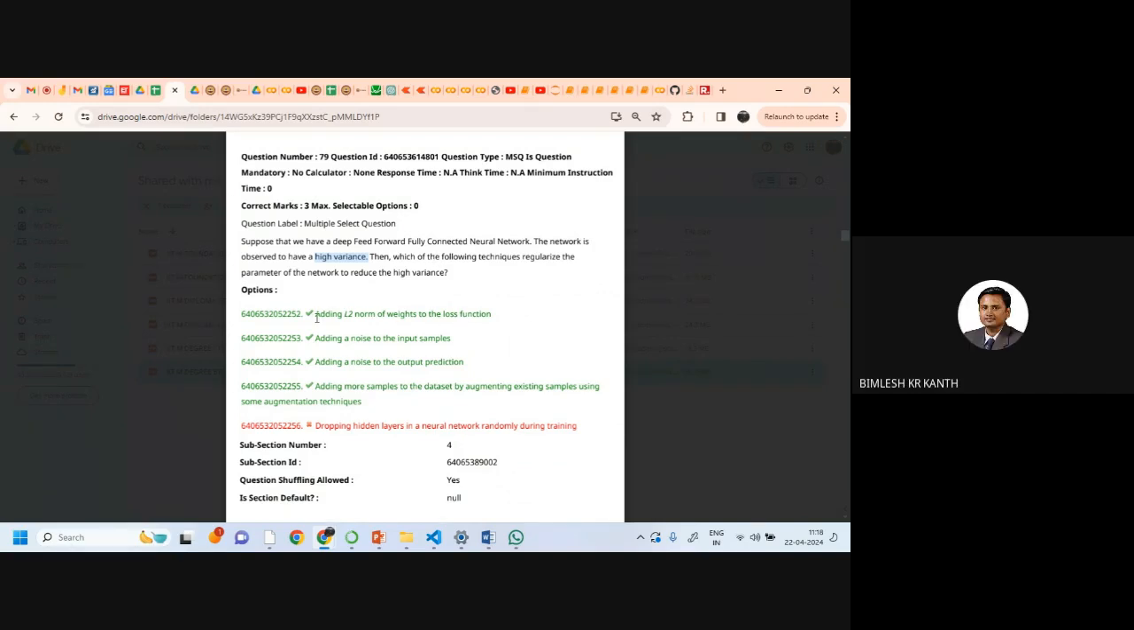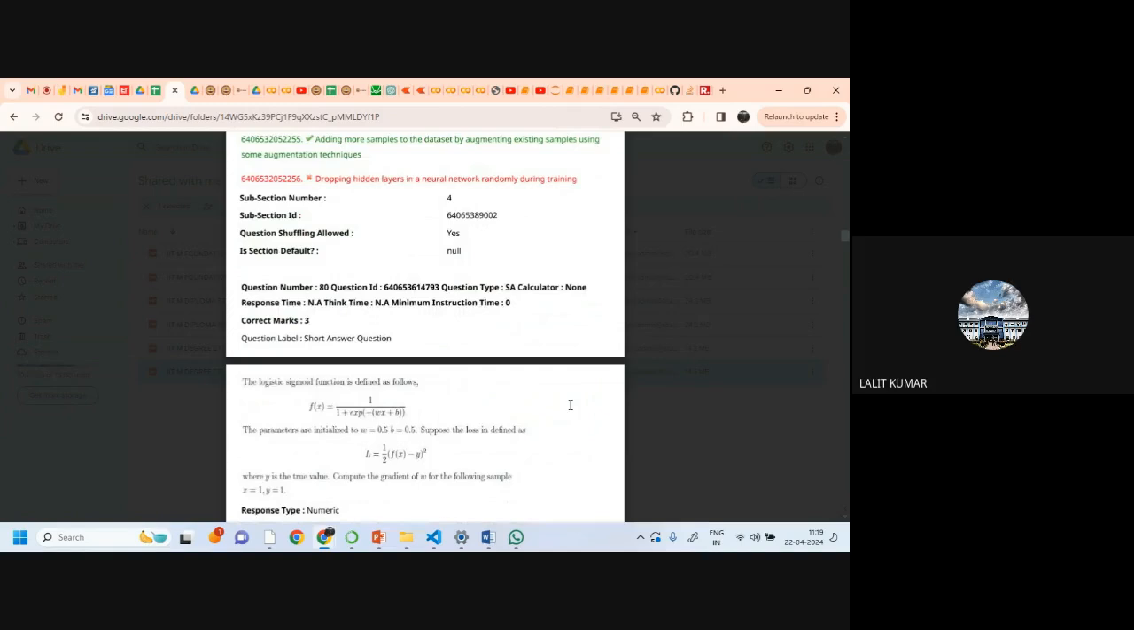So the first ones are all regularization methods, but why is the last one not? Dropping hidden layers, because this is not a regularization method. Dropout is also regularization, but not dropping hidden layers. We are actually dropping neurons, not dropping the hidden layers. Yes, it's like wordplay. The moment we see dropping, we keep thinking about neurons and we miss the entire sentence. Okay, so we go to next.